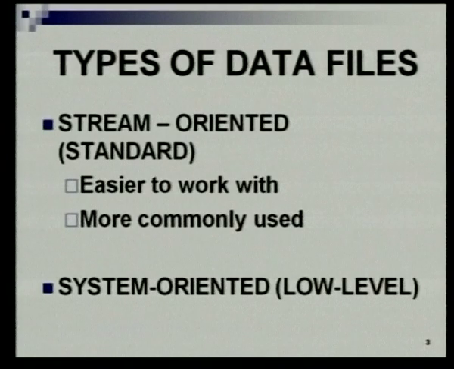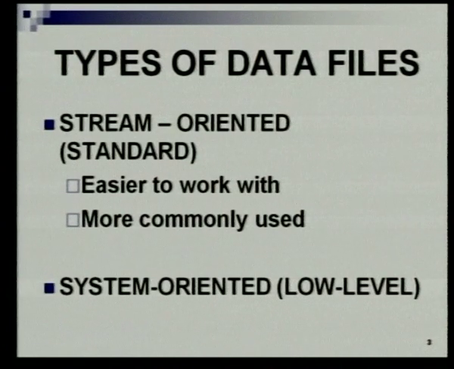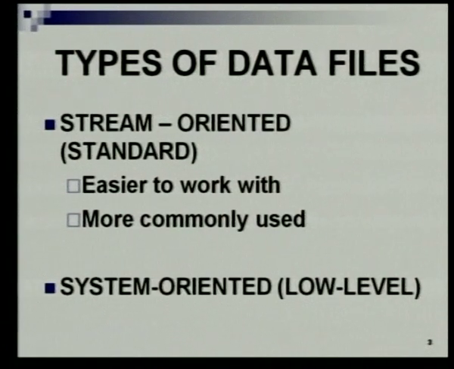So, why do we have to go in for these files, and what are the other means of storing information on a computer that differentiates between the information that is stored on a file and the other means? There are 2 types of data files in C. The one is the stream oriented data files, the standard data files that are used in C programming because they are easier to work with and they are more commonly used. Easier to work with in the sense they have more or less the same protocol for all the operations that are performed on these C files.